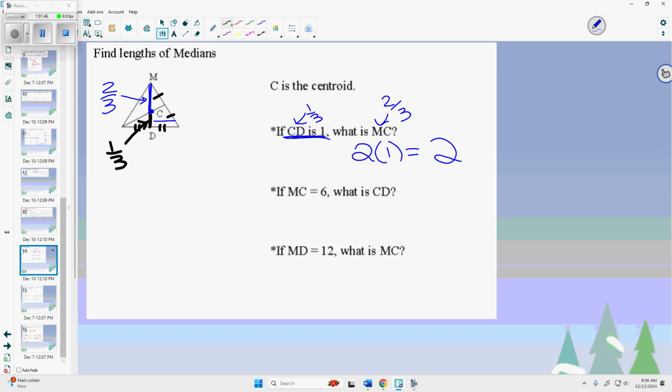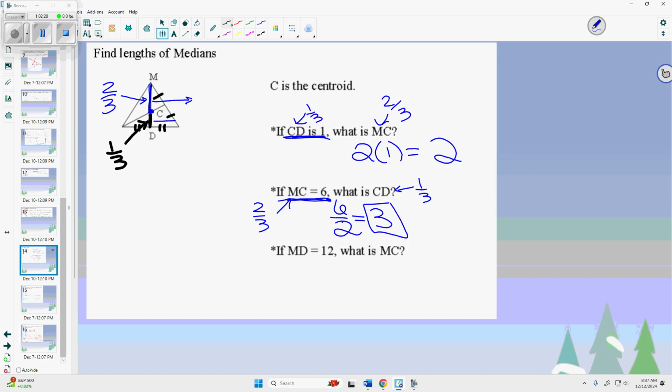This one tells me MC is 6. That's the 2/3 part. How am I going to figure out how much the 1/3 part is? Divide it in half. 6 divided by 2 gives me 3, because that's the 1/3 part. You had 2 of them, you only want 1 of them. Does that make sense? Yes or no? Okay.